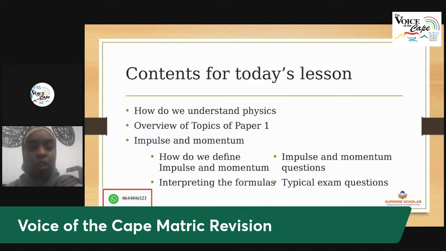For the contents of today's lesson, we are going to unpack a little bit how we understand physics, and then have an overview of the topics of Paper 1 that need to be covered. Then we are going to speak about impulse and momentum. Within impulse and momentum, we will define impulse and momentum, understand and interpret the formulas and how we apply them to the calculations you will be given, and do normal, typical impulse and momentum questions. The last thing we will cover is a typical exam question.